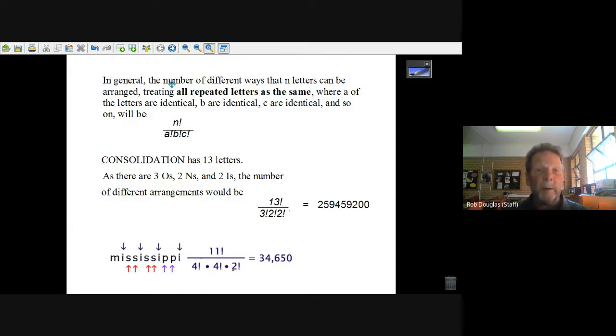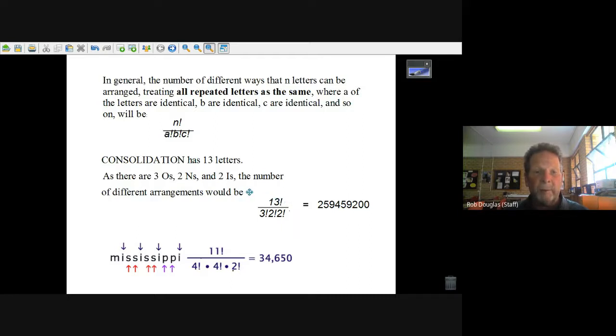If they talk about arrangements of letters in a word, and you treat all repeated letters as the same, there's a simple trick for figuring it out. So say you've got the word consolidation. It's got 13 letters. So there are 13 factorial different arrangements of it.